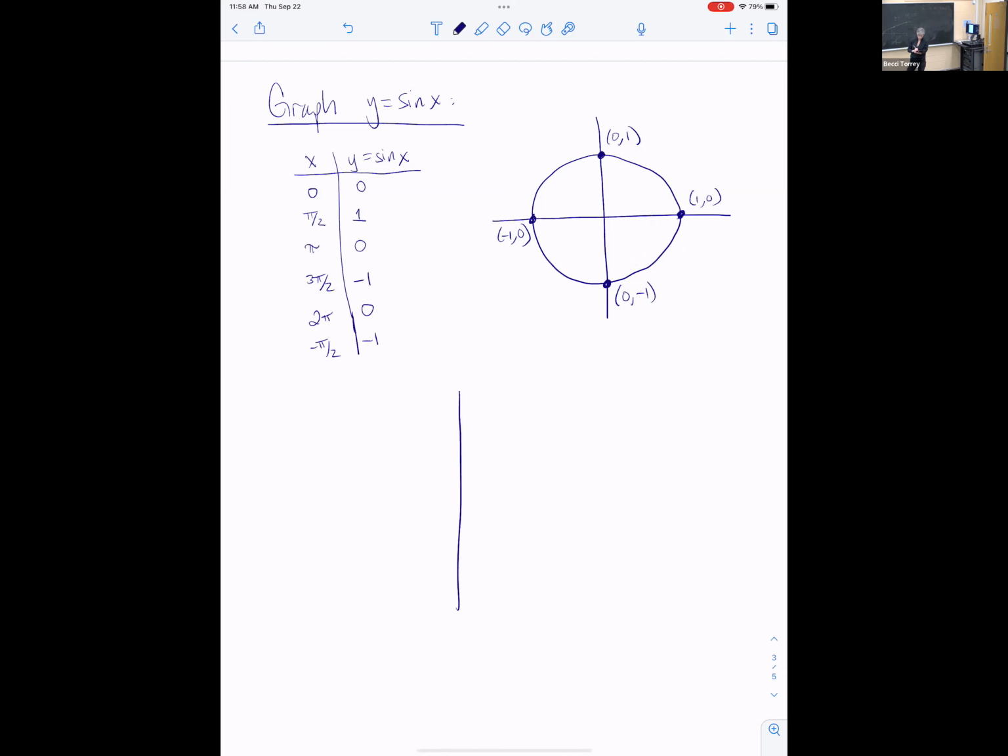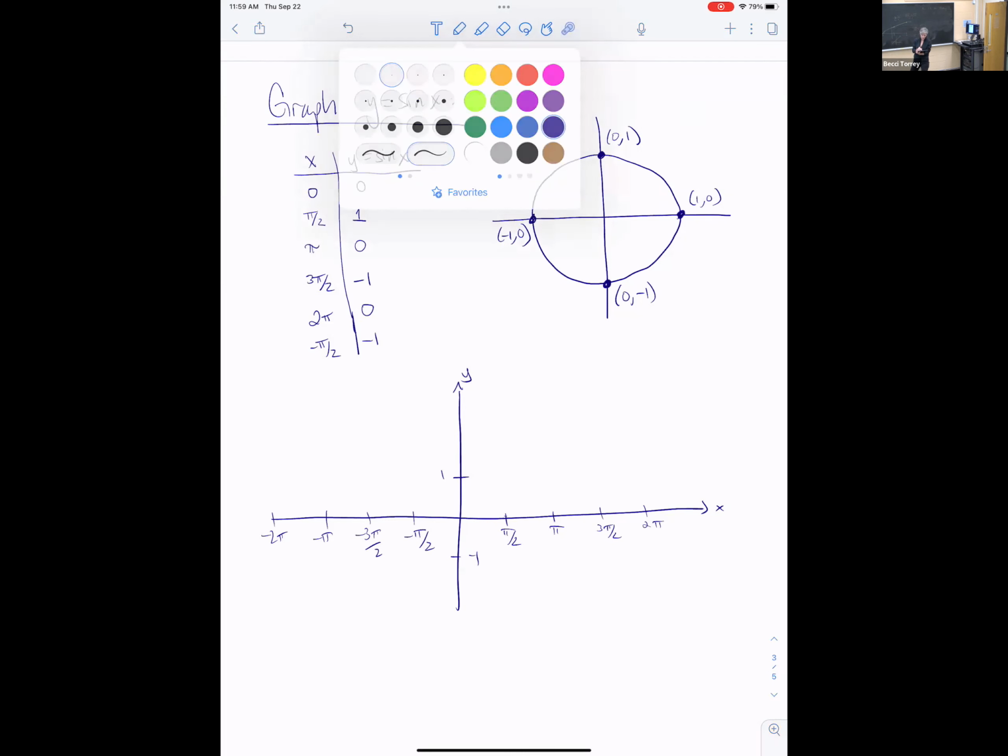So when we're drawing the graph, like you will on your Friday assessments, what I recommend doing is you have pi over 2, and pi, and 3 pi over 2, and 2 pi, and 1, -1, and minus pi over 2, minus pi, minus 3 pi over 2, minus 2 pi. Okay, so what I recommend is putting in your dots. It's going to be like kindergarten, connect the dots, right? So we have these various different points.